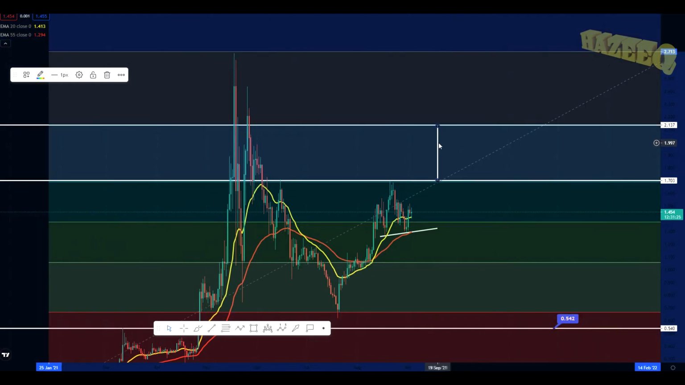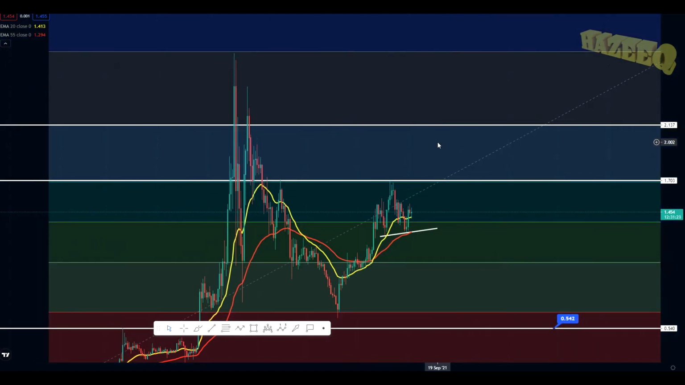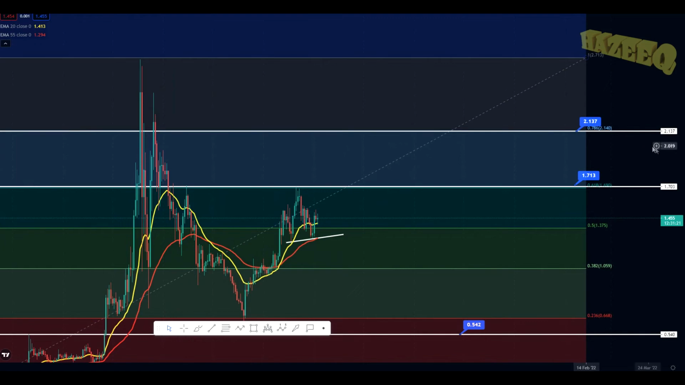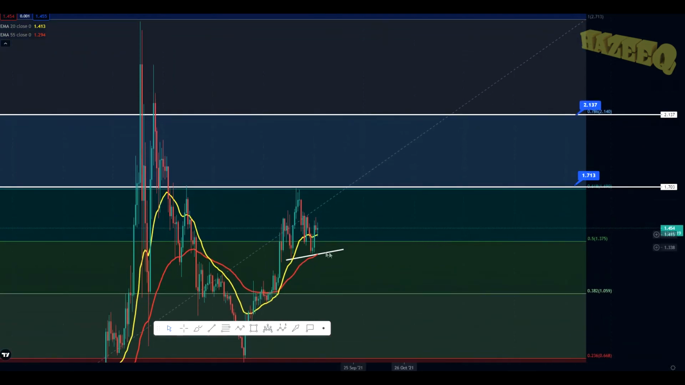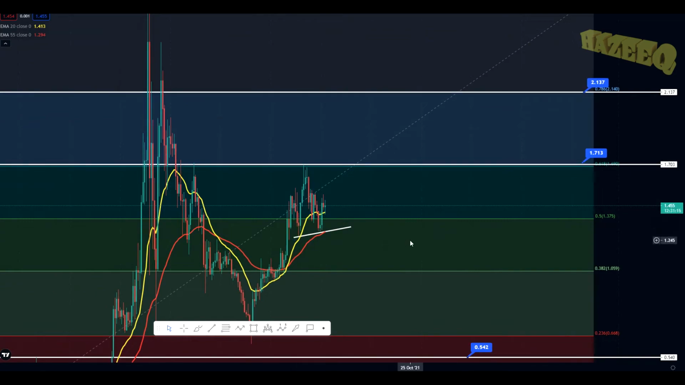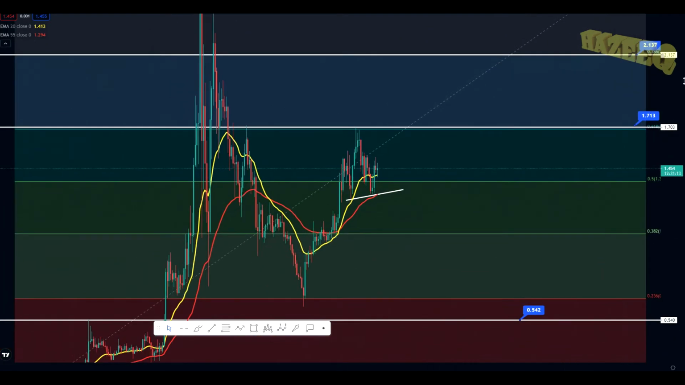Okay, so that's just perfectly playing into our little target over here. So it's looking very good. This double bottom may play out perfectly, and yeah, it's looking really good, guys.